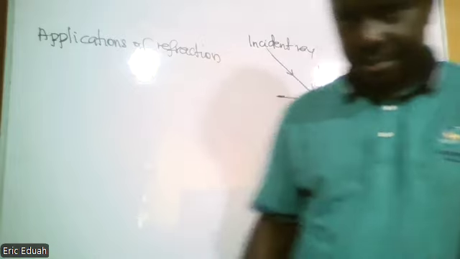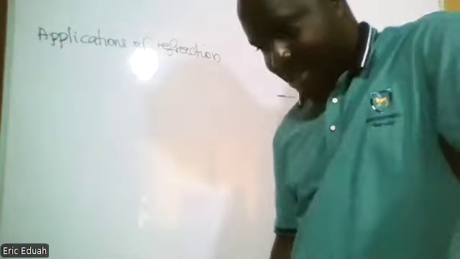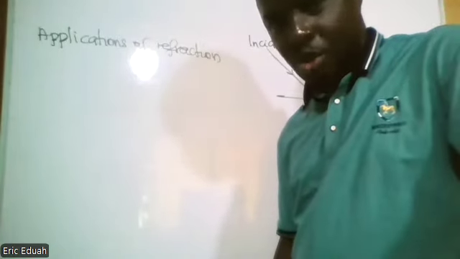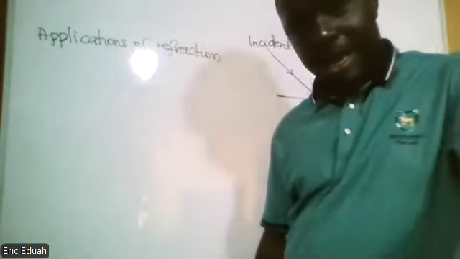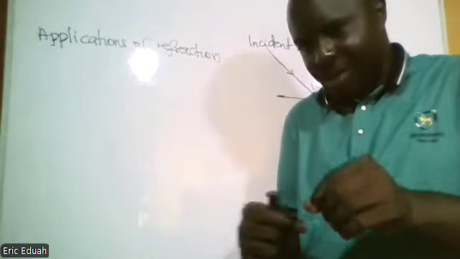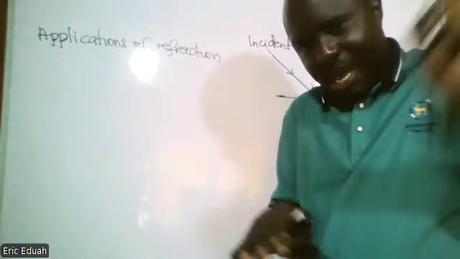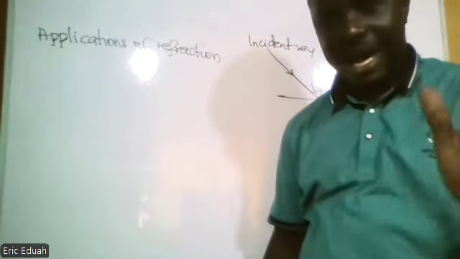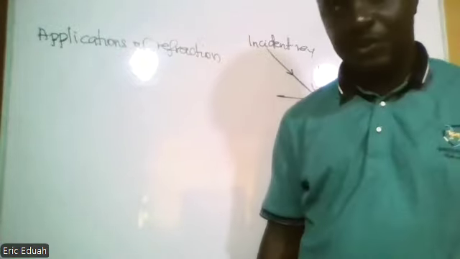Sir, please, when you put a straw in a glass of water, it looks bent. Bent, yes. Either a straw or pen or pencil. Thank you. So, whenever you put a stick, a straw, a pen, pencil, in a cup of water, and you look at the surface, it always appears bent at the interface between air and water. What you see is an optical illusion caused by refraction of light. Thank you. So please take note of applications of refraction.